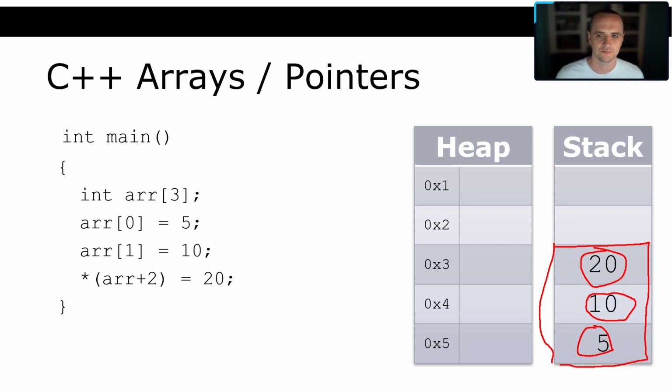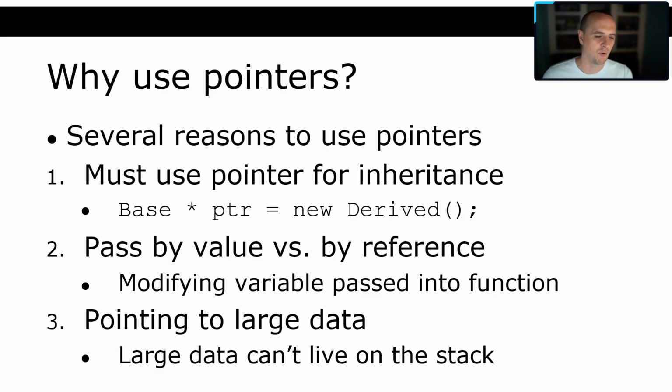Okay. So why are pointers a thing? Why would we ever want to use pointers? Well, there's several reasons. First, and we'll talk about this a bit later, we must use pointers for inheritance. So Base* pointer equals new Derived. If we have a base class and a derived class, we must use pointers or references, I'll get to references later, in order to do this.